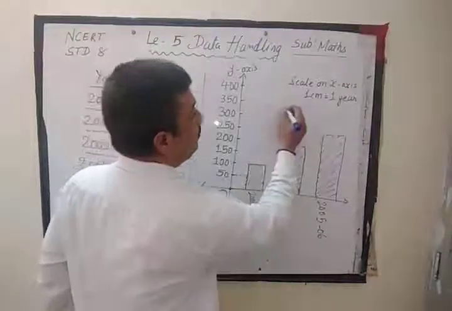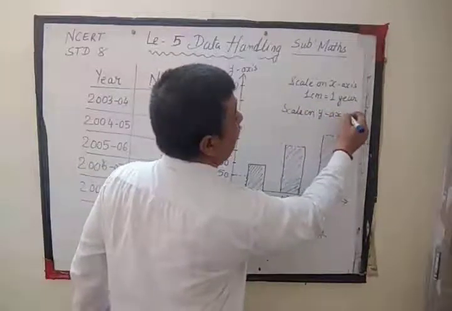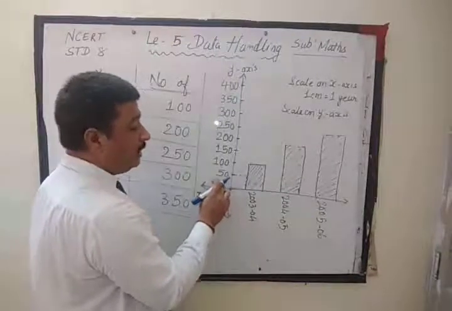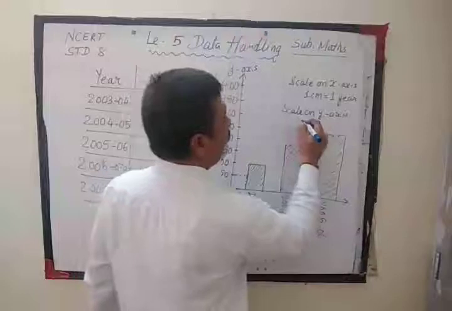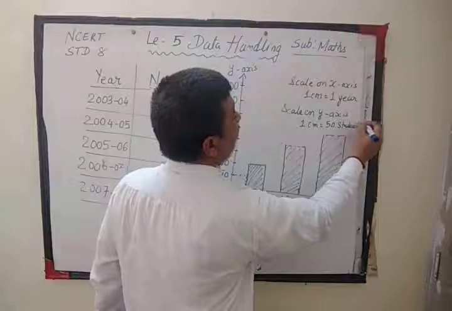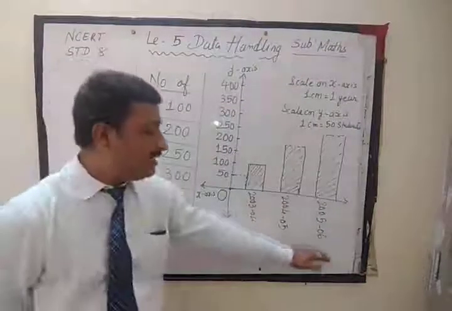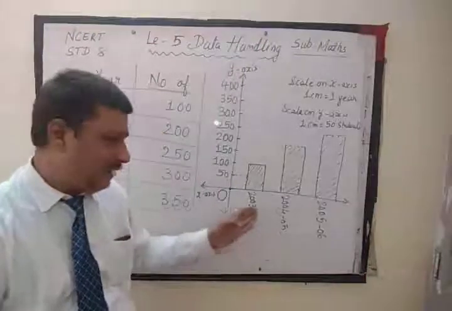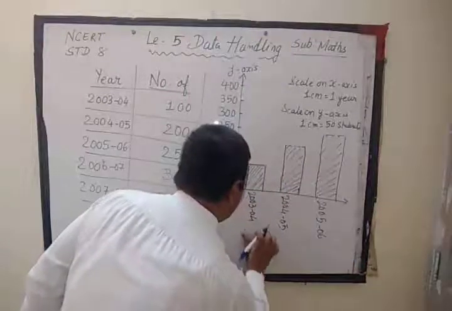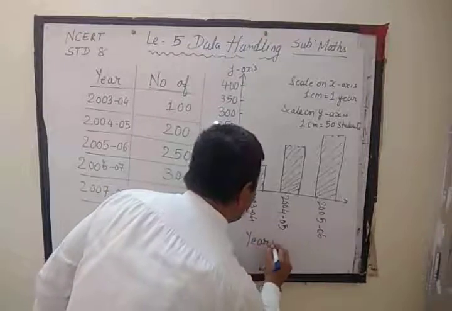Similarly, the scale on the y-axis. On the y-axis we have taken one square box, that is 1 centimeter, equal to how many students? 50 students. So 1 centimeter is equal to 50 students. We will write this a little higher. Is something still left? What we have presented is not clear yet, we have to see what is written for 2006-7. So we have to write down here academic year, or just writing years will also do.